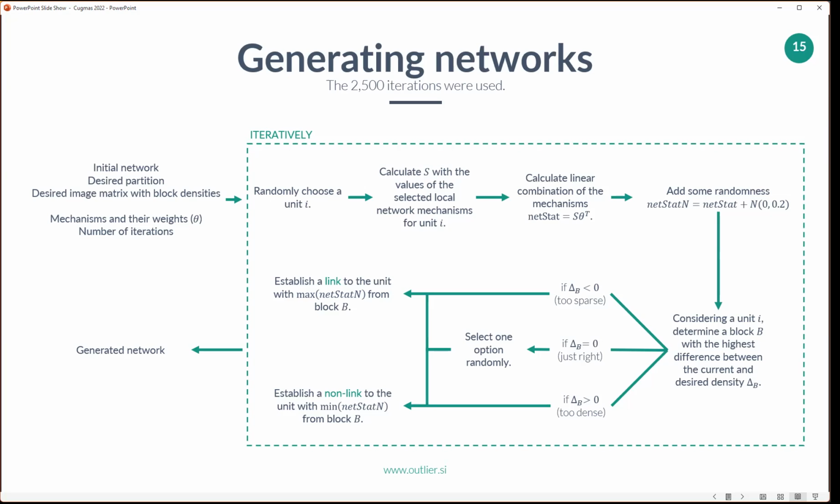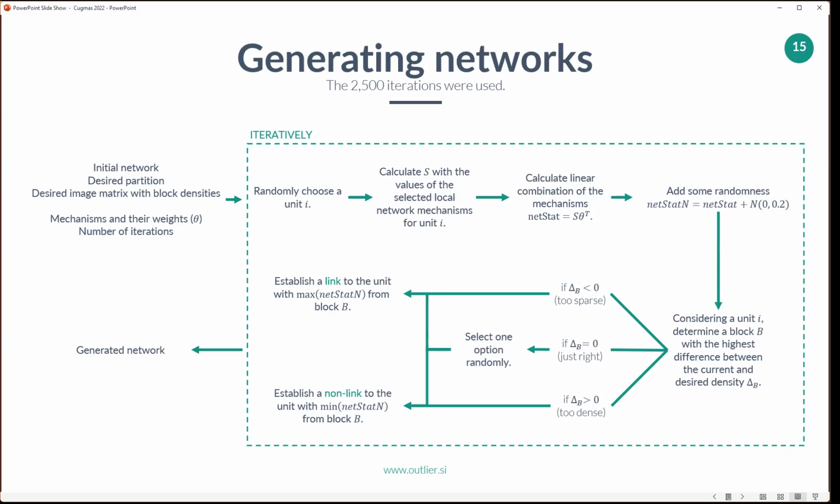This is the part in which we consider these mechanisms, and then we add some randomness. Considering a unit I, we determine a block B with the highest difference between the current and desired density. If the block is too sparse, then we establish a link to the unit with the maximum value of the weighted network statistic from block B. If the block is too dense, then we establish a non-link to the unit with the minimum value of the weighted network statistic from block B.